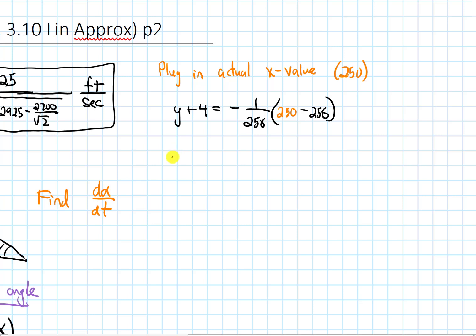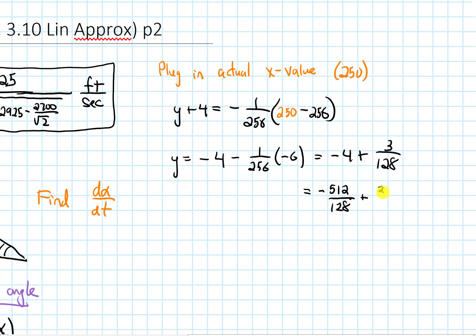If I simplify this, let's isolate y. I subtract the 4, and I get negative 4. Then we have minus 1 over 256 times 250 minus 256, which is negative 6. So we get negative 4 plus 6 over 256. I could divide the top and the bottom by 2 and get 3 over 128. If I get a common denominator, the negative 4 becomes negative 512 over 128, and added to 3 over 128 gives me negative 509 over 128.